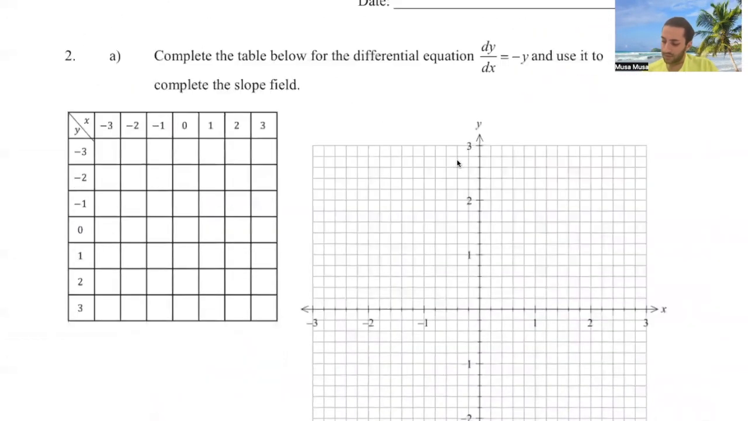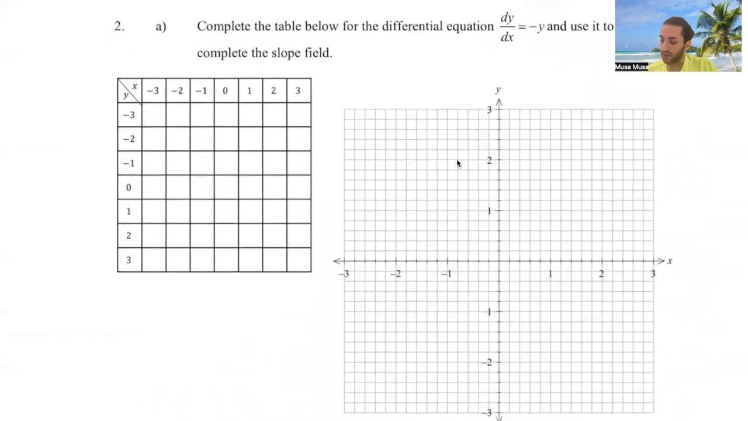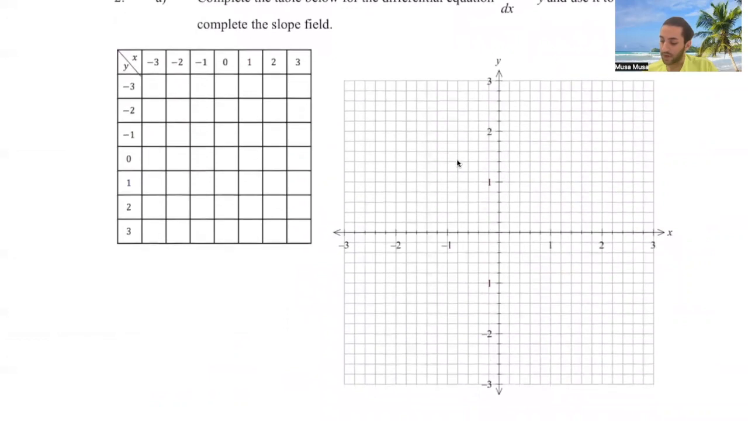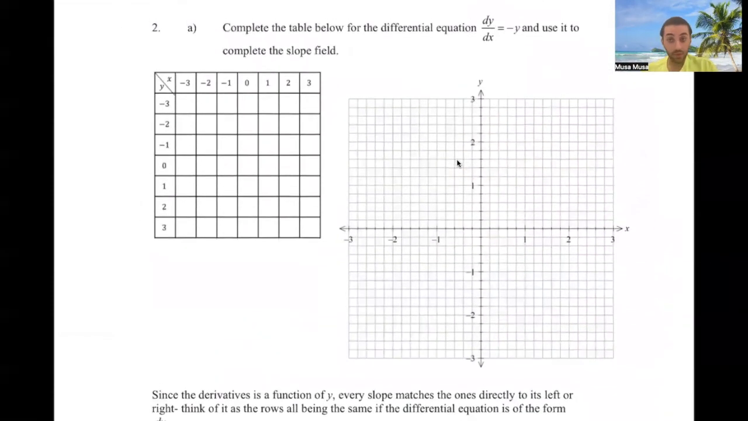So let's do this next one. Complete the table below for the differential equation dy on dx equals -y and use it to complete the slope field. I would like you to have a go at this, please. Don't just skip it and not do it. Because there's only this and another one. So if you can get through this, then I won't ask any more of you. But I'm not doing it because I've already done this way too many times. So let me just copy in the answer.